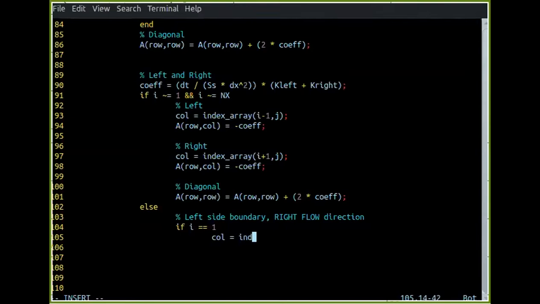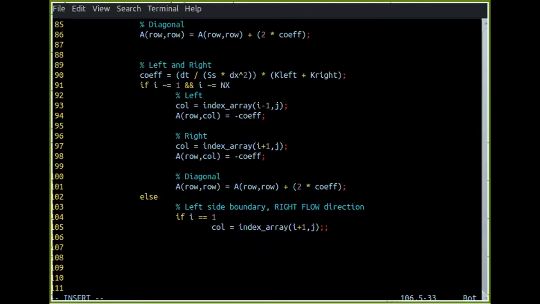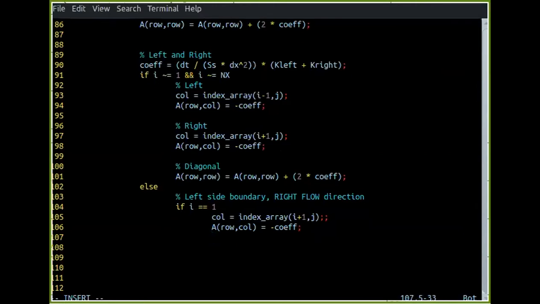So our column that we're going to deal with here is going to come from our right-hand flow. So that's I plus 1 in the right direction, J. And we need to put our coefficient in that direction there. So A row column is going to be our coefficient. And it'll be negative. We also need to deal with the diagonal. So A row row, that's our diagonal. And we're going to place our coefficient in there as well.